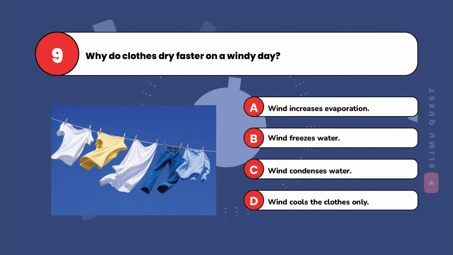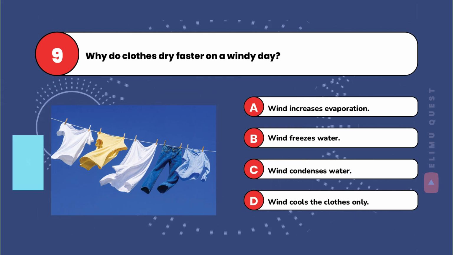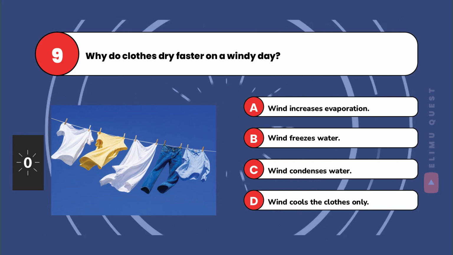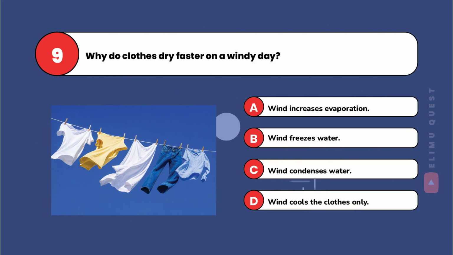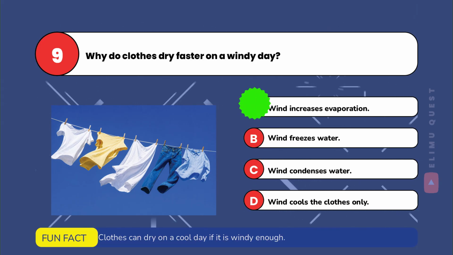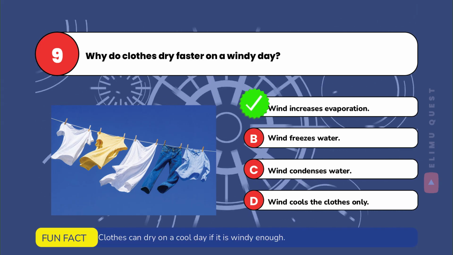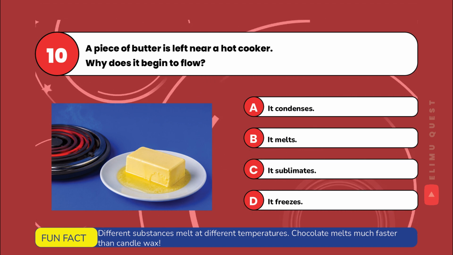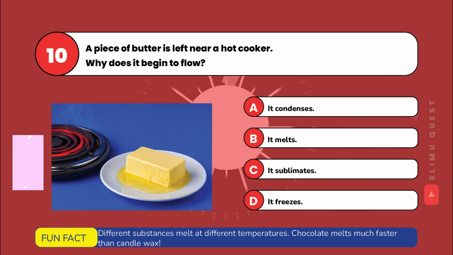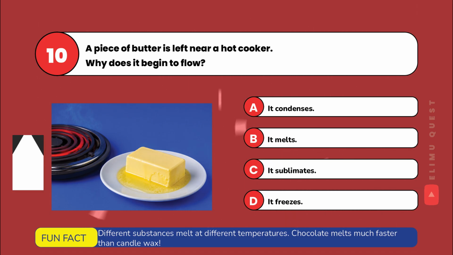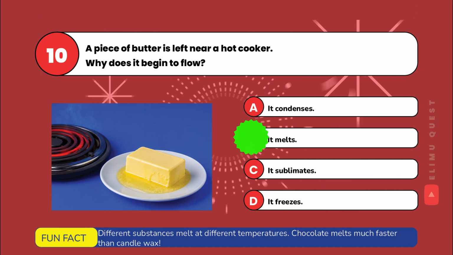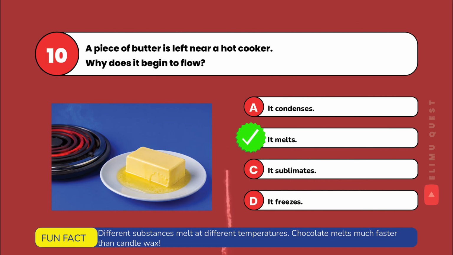Why do clothes dry faster on a windy day? Moving air carries away water vapor, allowing more water to evaporate. A piece of butter is left near a hot cooker. Why does it begin to flow? Heat changes solid butter into a liquid through the process of melting.